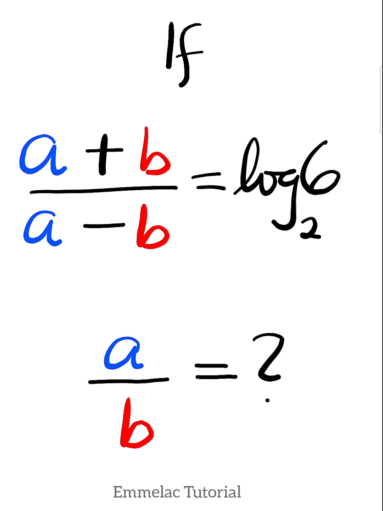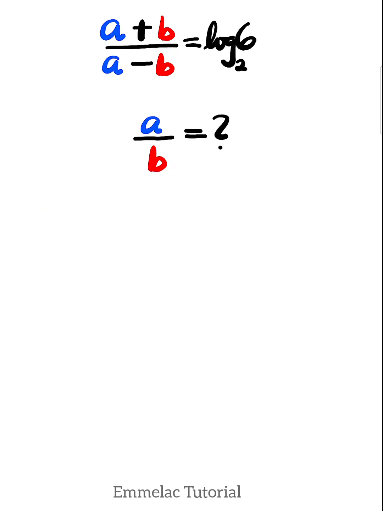Here it reads that (a plus b) all over (a minus b) equals log 6 base 2, and the question reads that we should find a all over b. So how do we go about it? This is just very easy.